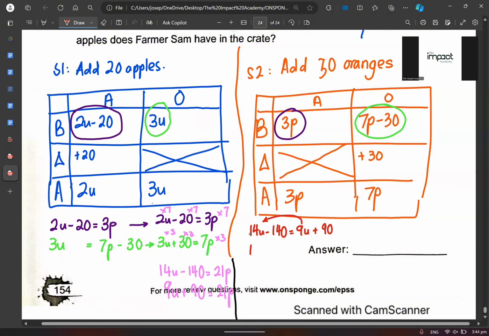All right, you bring this over. 14 units minus 9 units is equals to 90 plus 140. Understand or don't understand? Okay, so 5 units is actually equals to 90 plus 140, which is 230. Agree so far or disagree? 1 unit is 46. Alright?